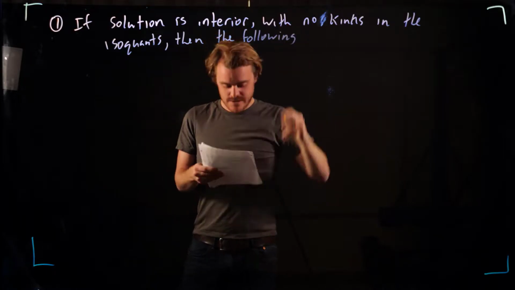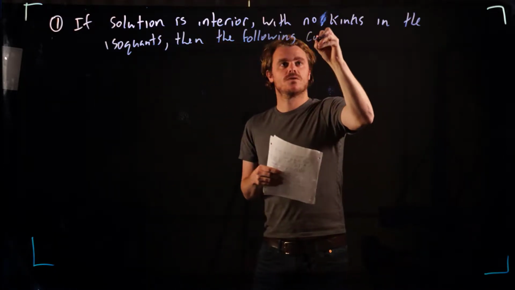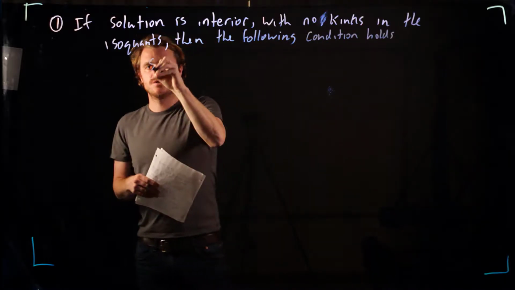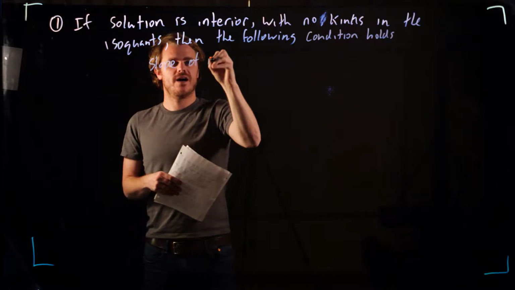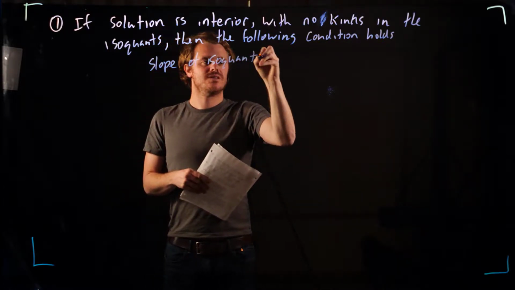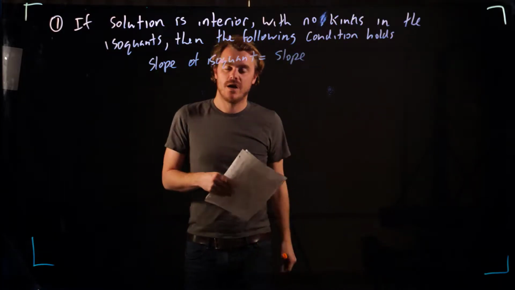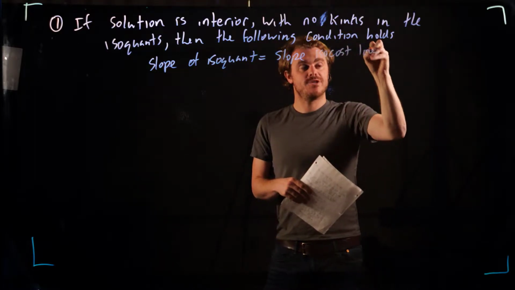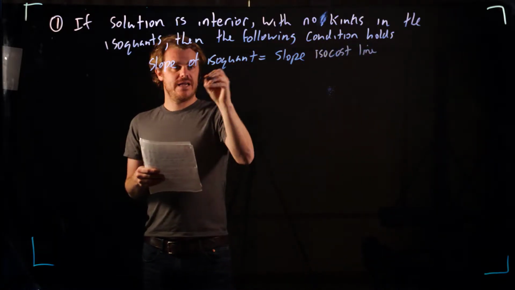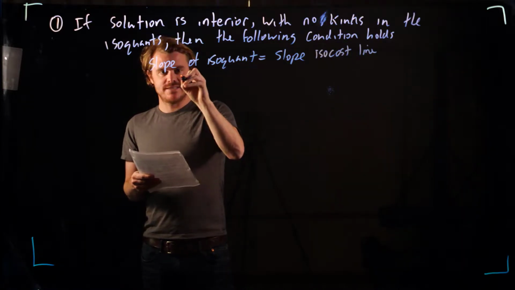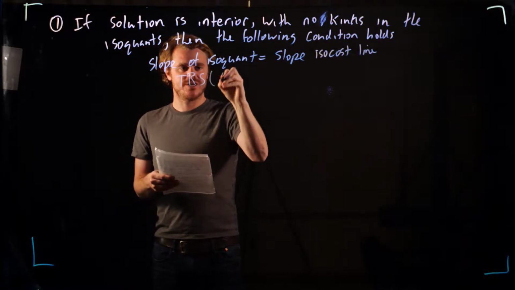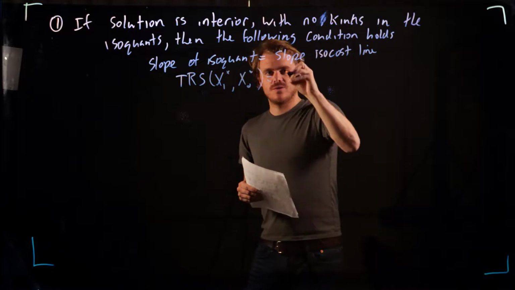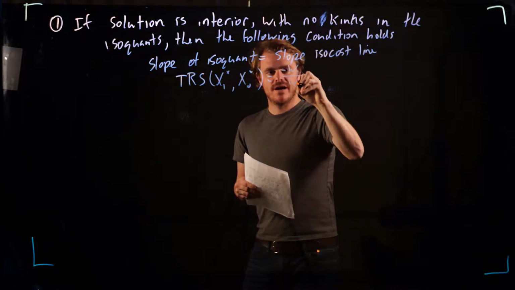There has to be one specific condition. I was saying we use math. The slope, to be specific, of the isoquant equals the slope of the isocost line, like we just saw in that picture, right? And remember, the slope of the isoquant is the technical rate of substitution at x1, x2 star, which equals the slope of the isocost line, which we just saw.